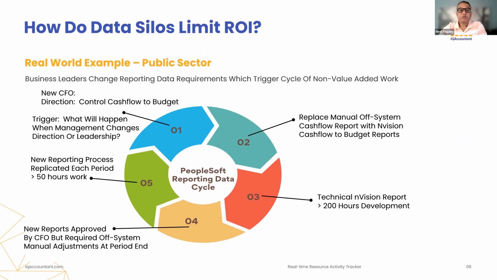Now the question is, what will happen when management changes direction or leadership? Will we throw this 200 hours of development out the window? What will be involved in the new manual process that was required by management or a business leadership change?